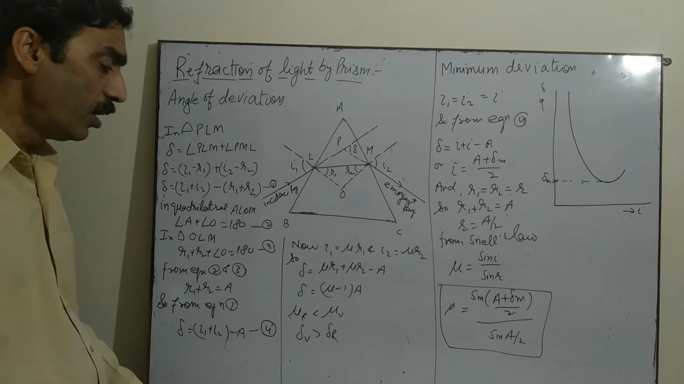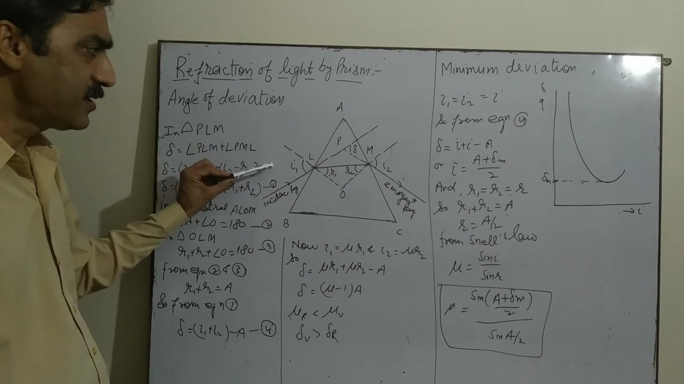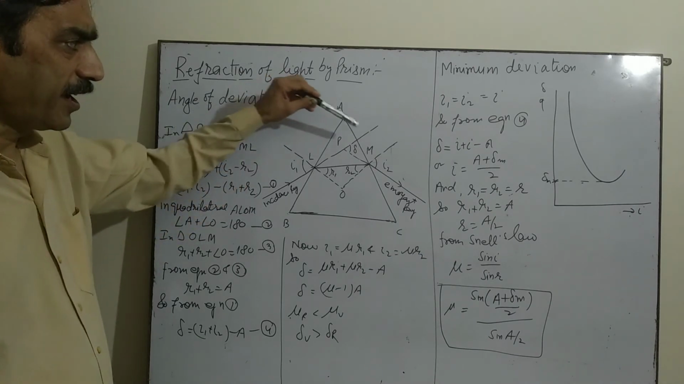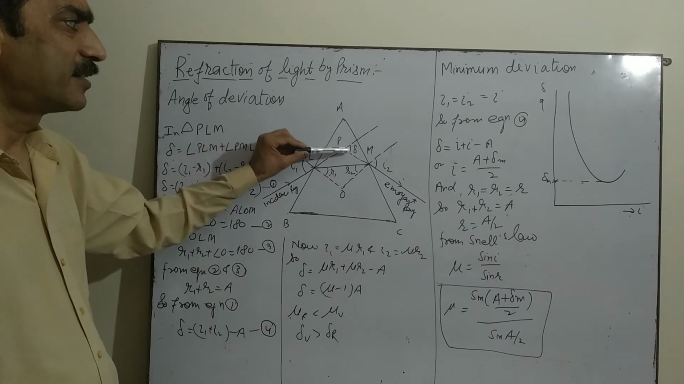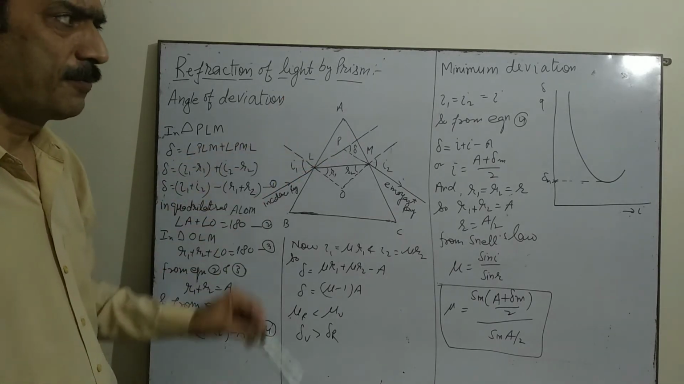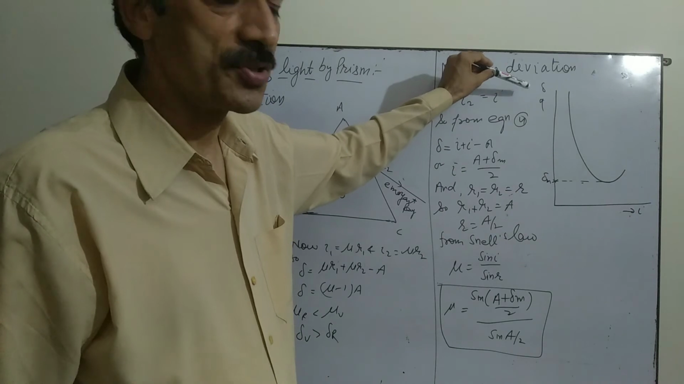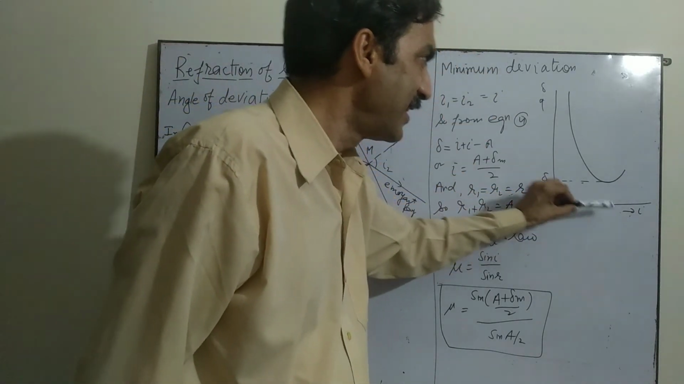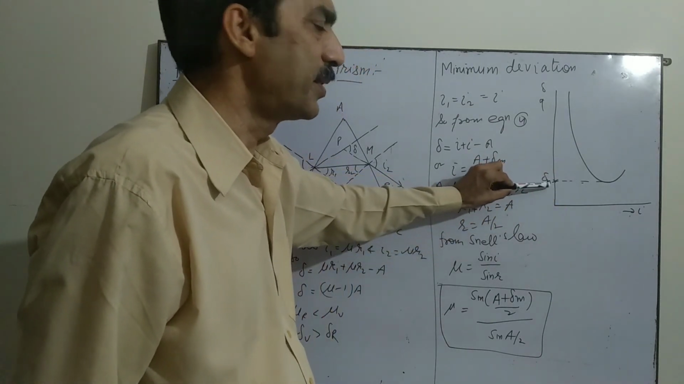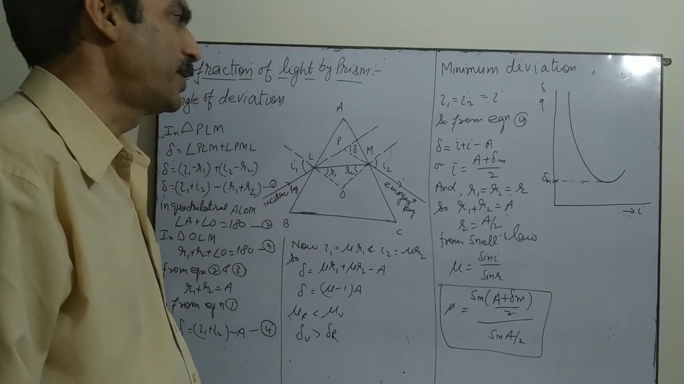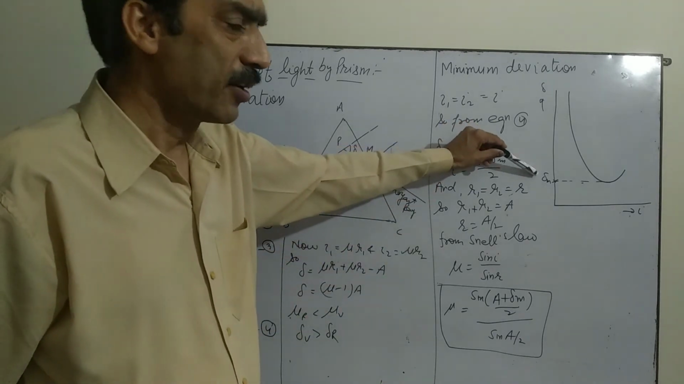Now, what happens if we increase the angle of incidence? As the angle of incidence increases, the angle of deviation first decreases and becomes minimum. And after that, this angle of deviation starts to increase. If we draw a graph between angle of incidence and angle of deviation, first, as the angle of incidence increases, the angle of deviation decreases and becomes minimum. This is called angle of minimum deviation. In case of glass equilateral prism, the angle of minimum deviation is about 38 to 40 degrees.